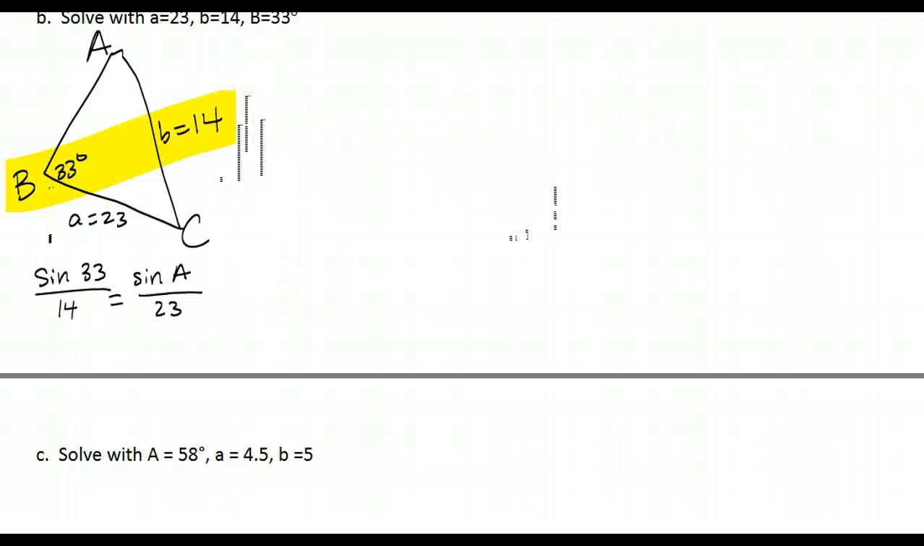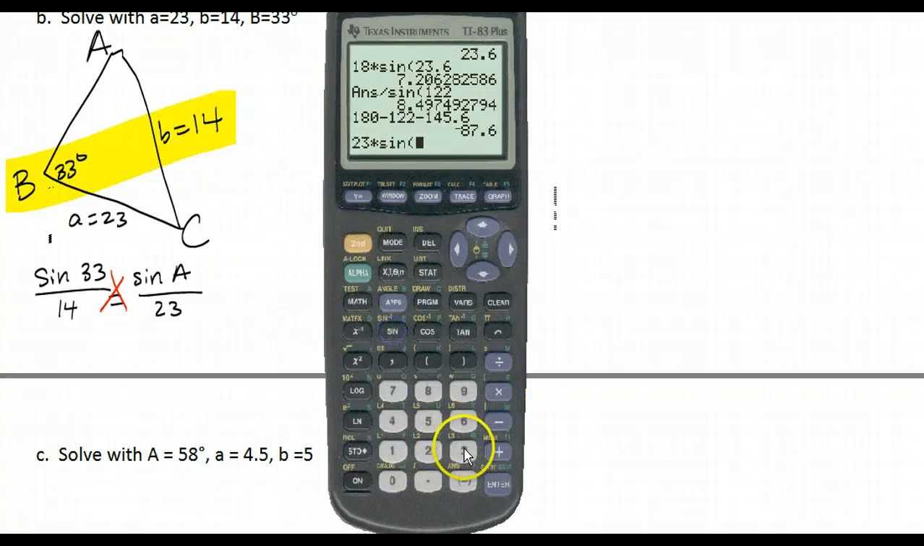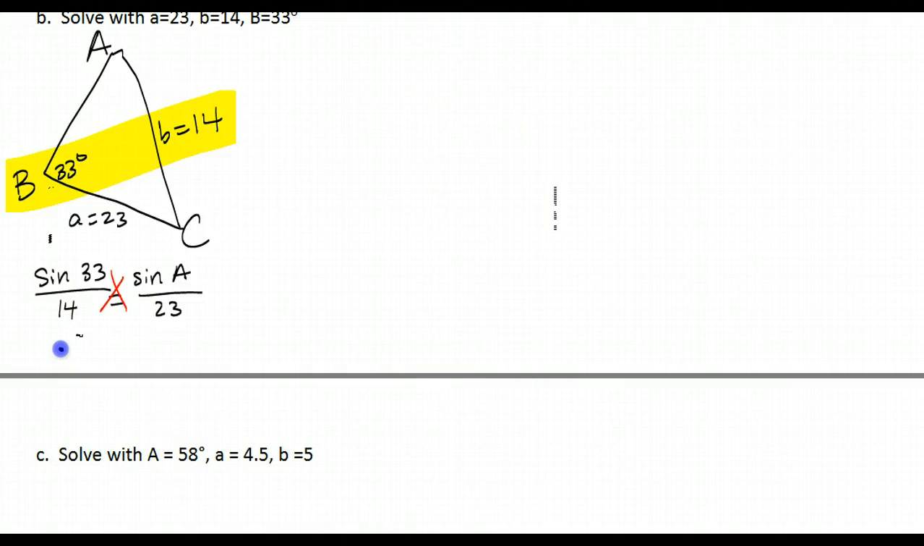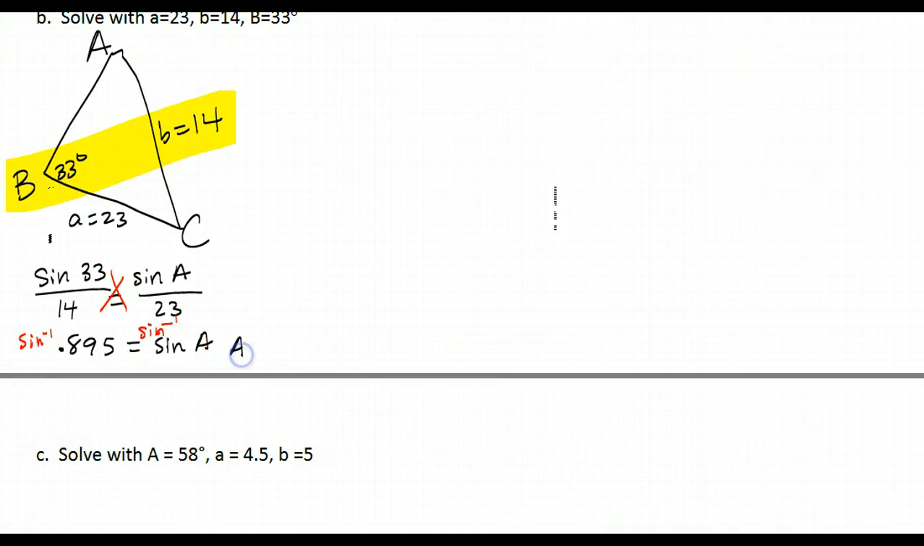So here's my setup. Remember, cross multiply. So I'm going to type into my calculator 23 times sine of 33, and then I'm going to divide by 14. So 0.895 approximately equals sine of my angle. Sine inverse both sides. Sine inverse of my angle. So angle A is potentially 63.5. Actually, because I did not get an error message, that is my angle A.